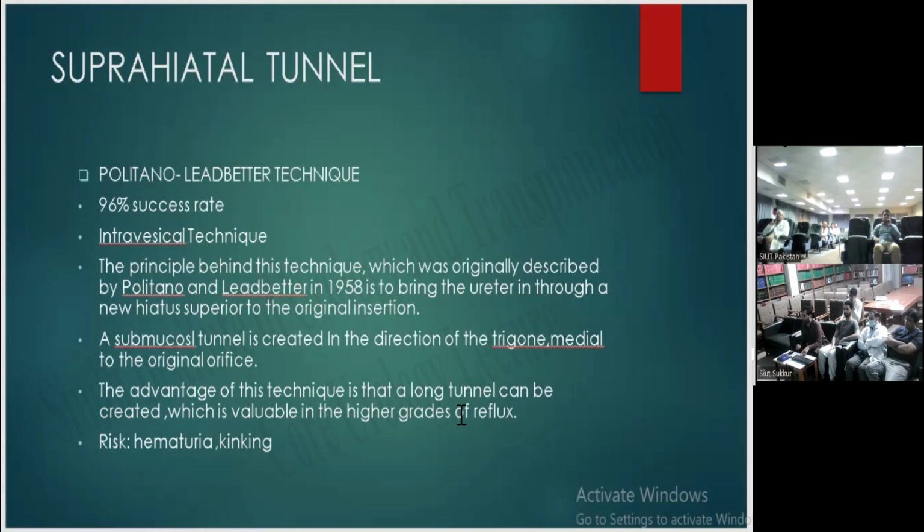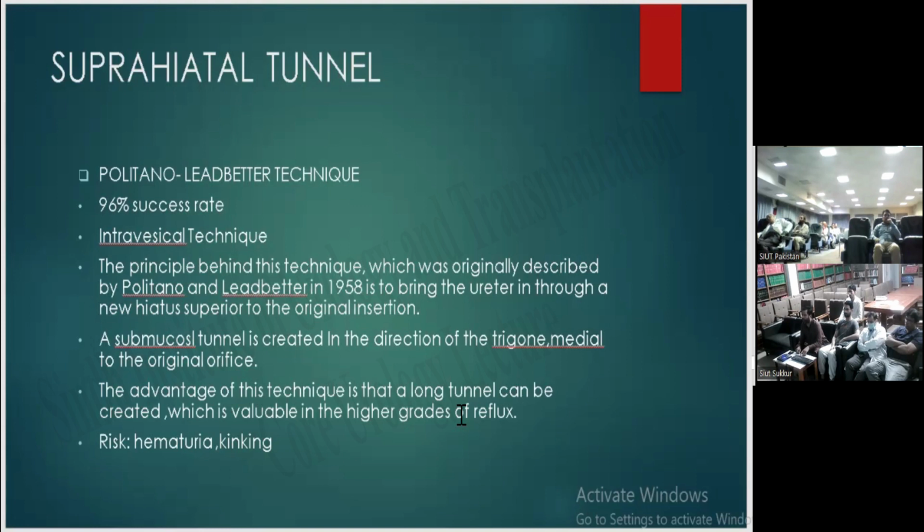Intravesical technique: the principle behind this technique, originally described by Politano and Leadbetter in 1958, is to bring the ureter in through a new hiatus superior to the original hiatus insertion. A submucosal tunnel is created in the direction of the trigone, medial to the original orifice. The advantage is that a long tunnel can be created, which is valuable in the higher grades of reflux. Risks are hematuria and kinking.